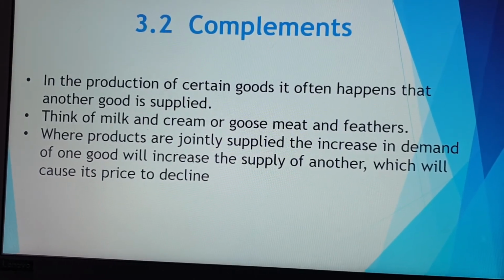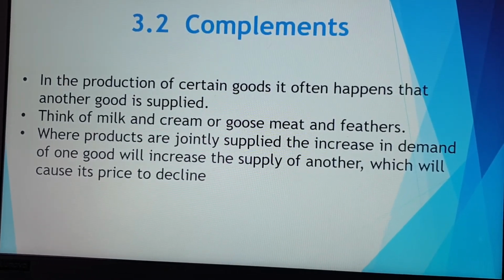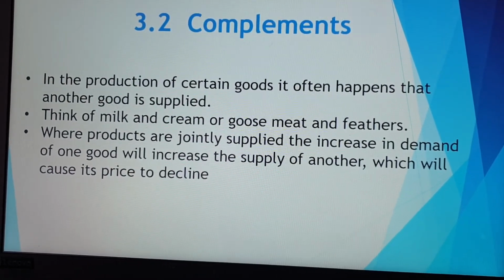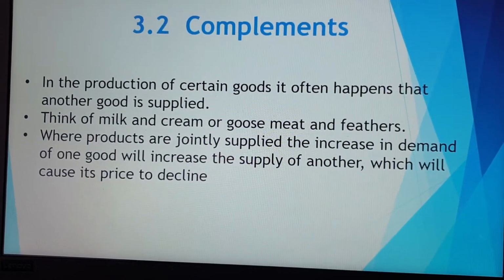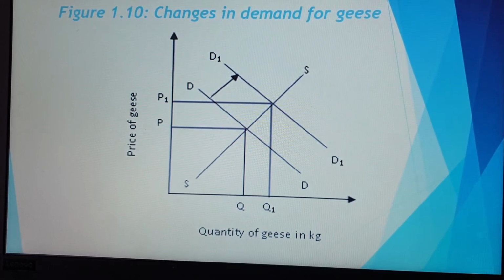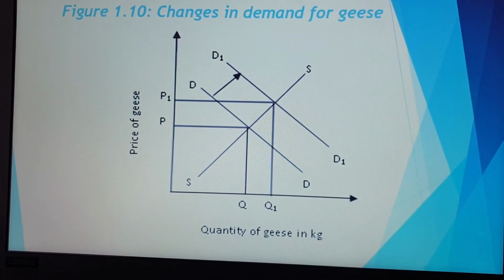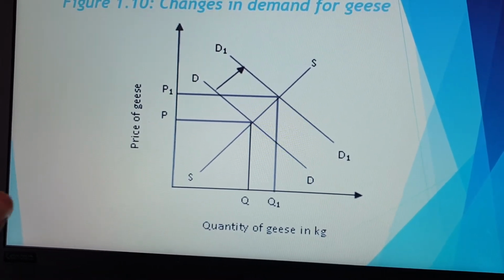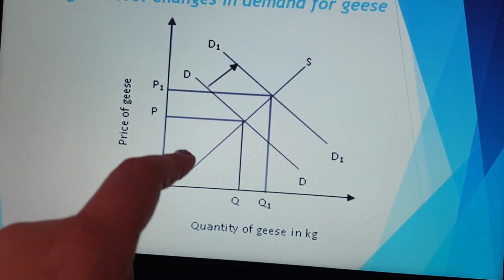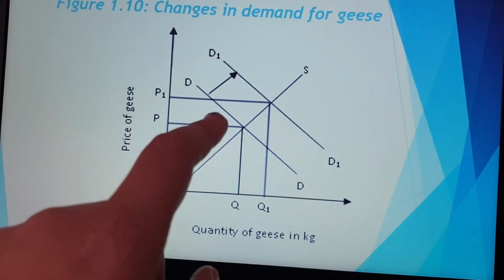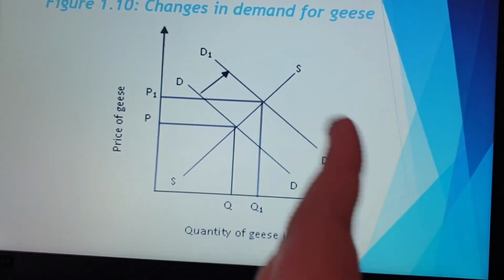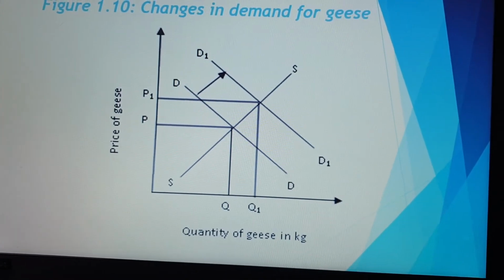Where products are jointly supplied, the increase in demand of one good will increase the supply of another, which will cause its price to decline. We will look now graphically how they represent it. Figure 1.10 shows you changes in the demand for geese. Okay, so first of all, geese meat, see there again, the price of geese, quantity of geese in kilograms. So the demand of geese meat increased from DD to D1, and it will shift up and to the right hand side. What will happen here?